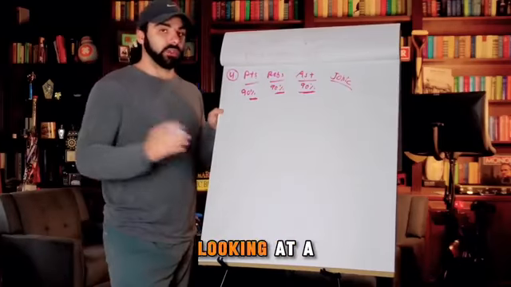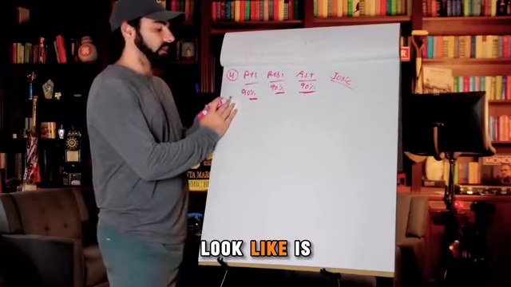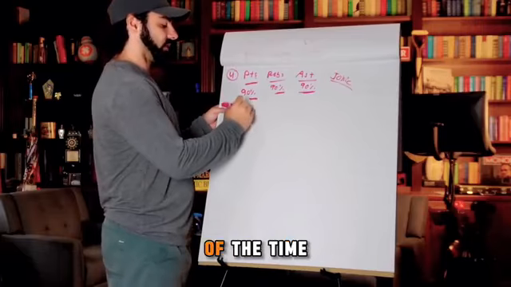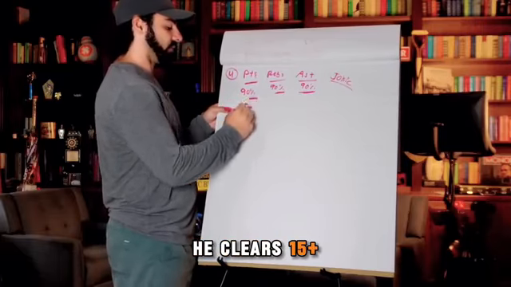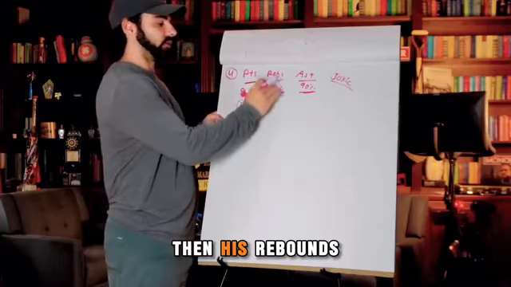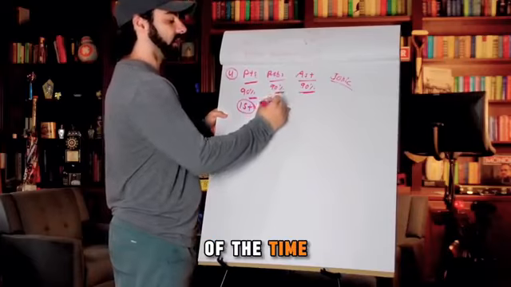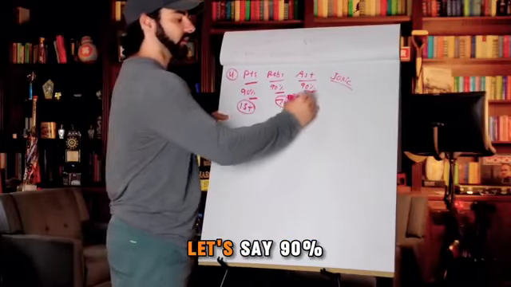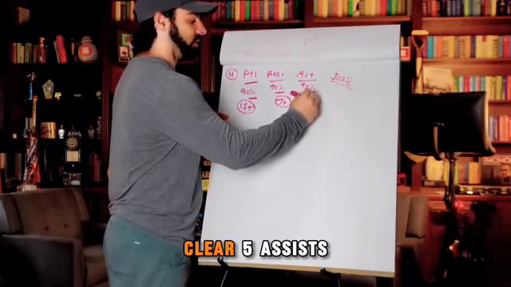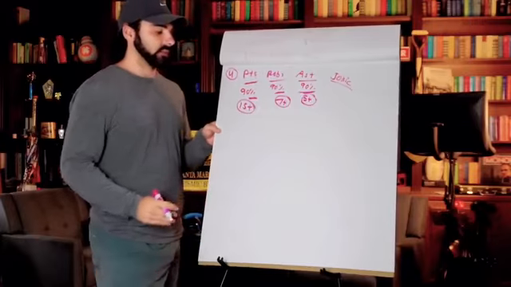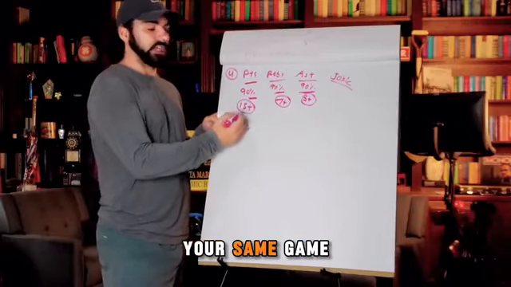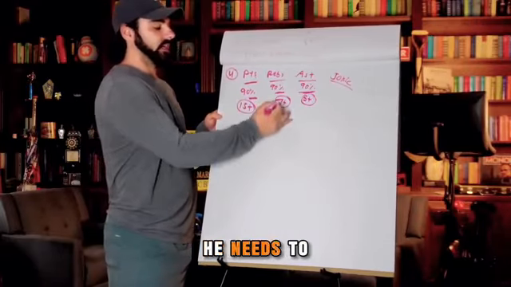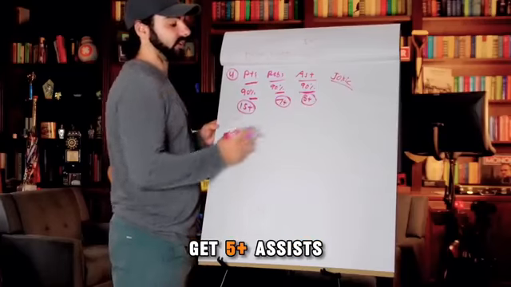So for example here, if you're looking at a same game parlay, what that's going to look like is your points, okay? Let's say Jokic hits 90% of the time, he clears 15 plus points. Okay? Then his rebounds, let's say 90% of the time, he clears 7 plus rebounds. And then in the assist category, let's say 90% of the time, he's able to clear 5 assists. So your same game parlay is going to look like this. He needs to score at least 15 points, he needs to get 7+ rebounds, and he needs to get 5+ assists.